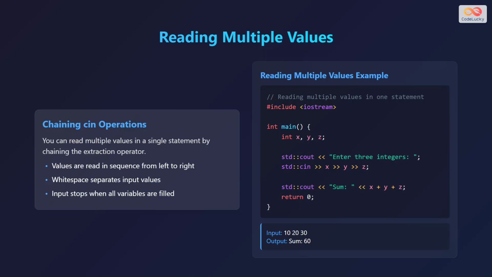For example, consider a program that needs 3 integer inputs. The code starts with including the iostream library. Then in the main function, declare 3 integer variables, x, y, and z. The program prompts the user to enter 3 integers, then reads them in one go using cin and the extraction operator, storing them in the x, y, and z variables respectively. Finally, the program calculates the sum of these numbers and displays the result. For example, if the input is 10, 20, 30, the output will be sum is 60.